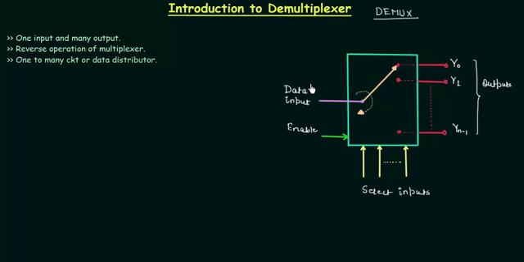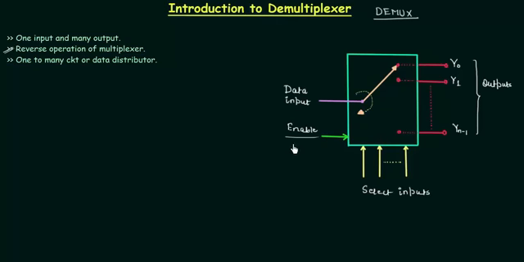In case of multiplexers, we had many inputs but a single output. So we can say that it has the reverse operation of multiplexer. It receives one input and distributes it over several outputs depending upon the select inputs. We also have an enable input. This enable will decide whether this circuit has to operate or not.